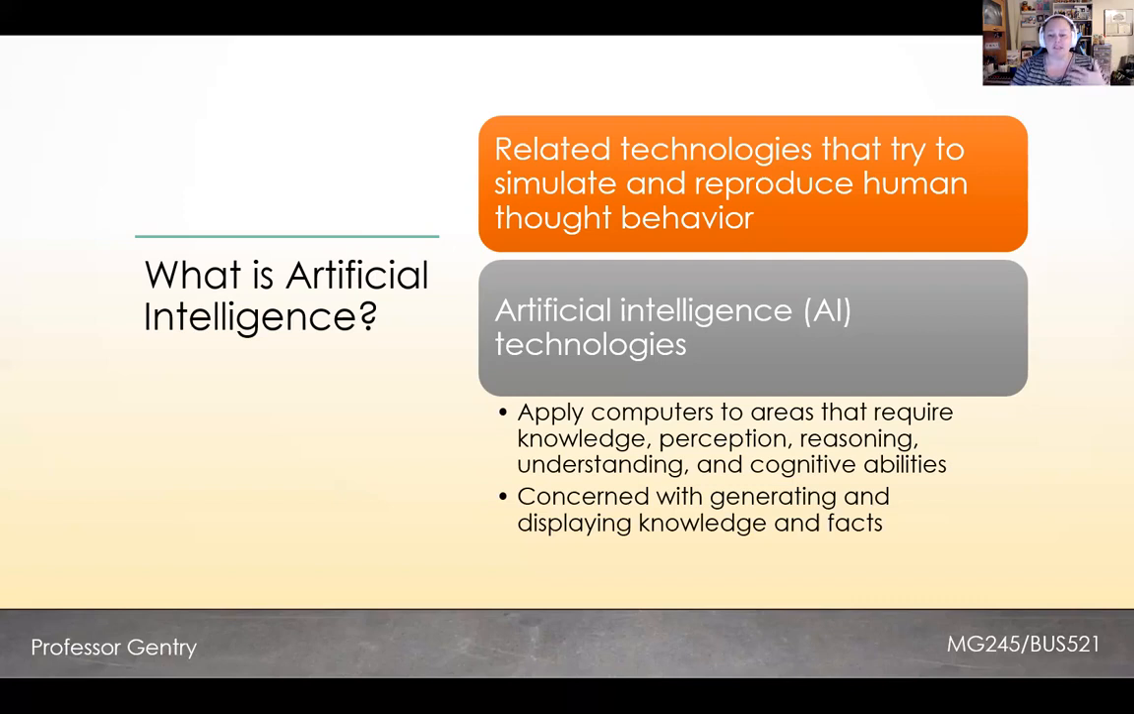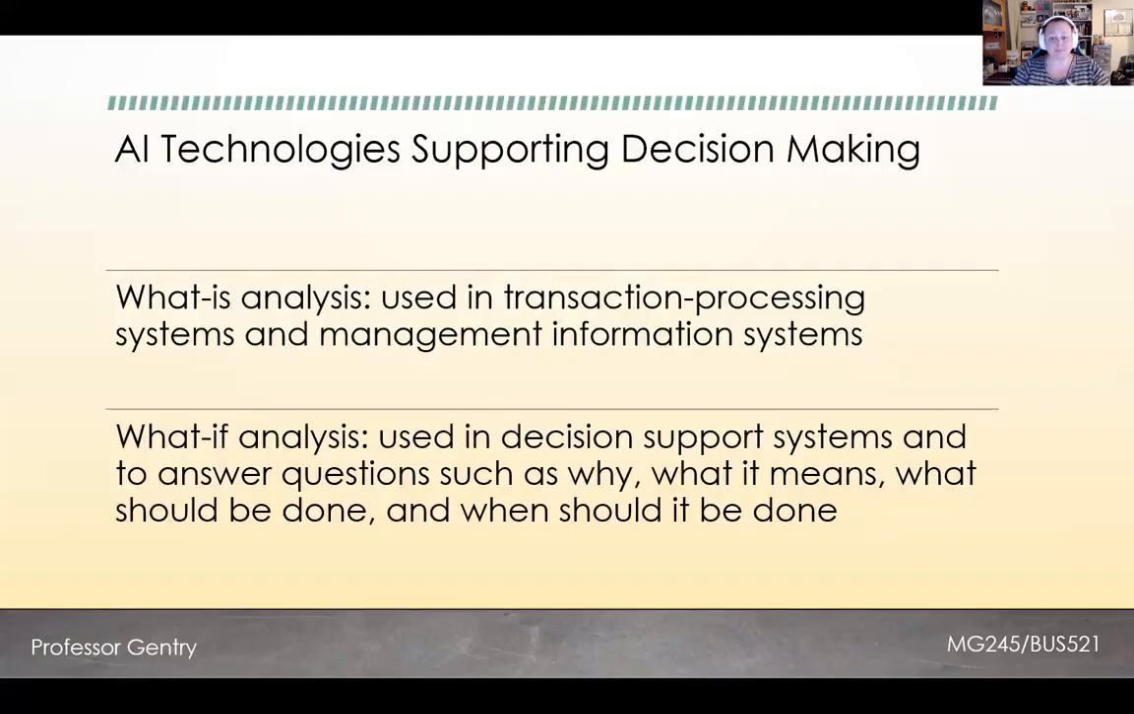Where information systems applies to storing, retrieving, and working with data, AI is concerned with the generating and displaying of knowledge and facts. Okay, so for example, in information systems, you use the data to help in decision making. In AI, you're trying to find the trends and the rules of thumb so that a computer can make a decision instead of a human.